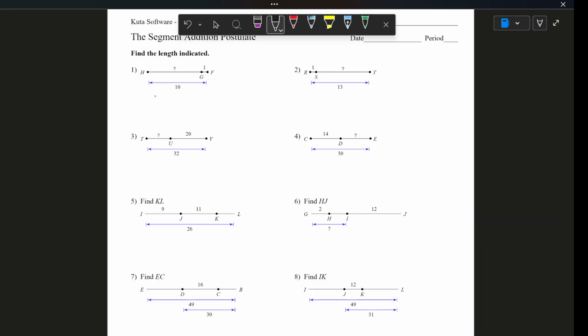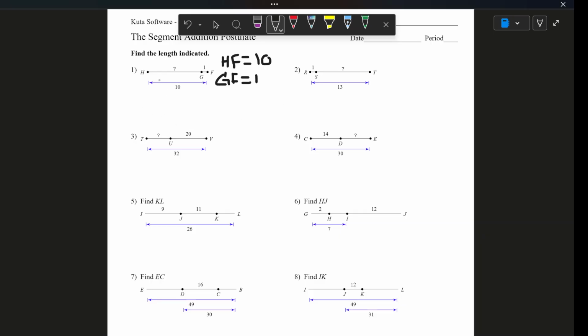All right. Let's start this. Okay, so we're given HF. You see the start of it, the end of it. So let's write HF equals 10. And we're also given GF, which is 1. Cool. So the way I would set this up is that if I want to find out whatever HG is, because that's the question mark indicated, then how can I set it up?